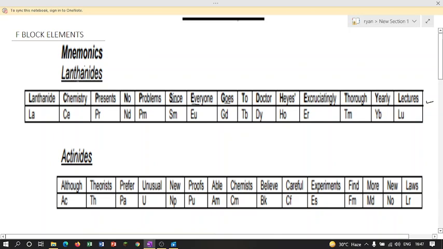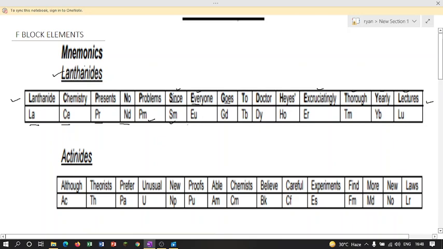To memorize the lanthanide series, you can remember this sentence. That sentence is: Lanthanide chemistry presents no problem since everyone goes to Dr. Hayes excruciatingly through yearly lectures. Okay, therefore for lanthanide you can write La, for chemistry you can write cerium, for presents you can write Pr, for no you can write Nd, that is neodymium. Then for problem you can write promethium.